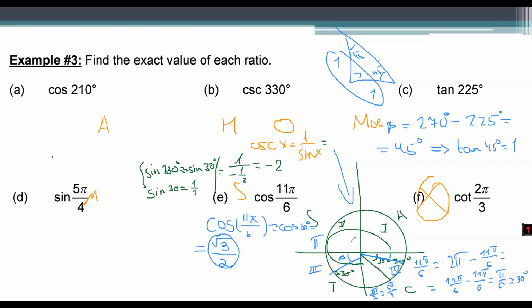In third quadrant, you should remember the CAST rule, right? C-A-S-T. In third quadrant, only tangent is positive. It means sine value would be negative in this case.